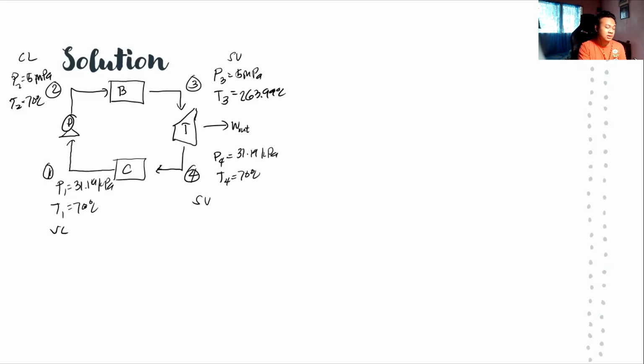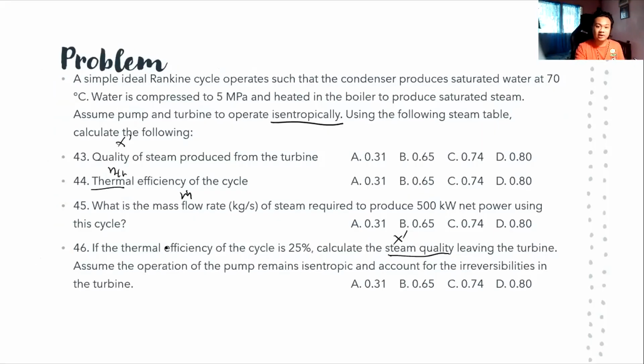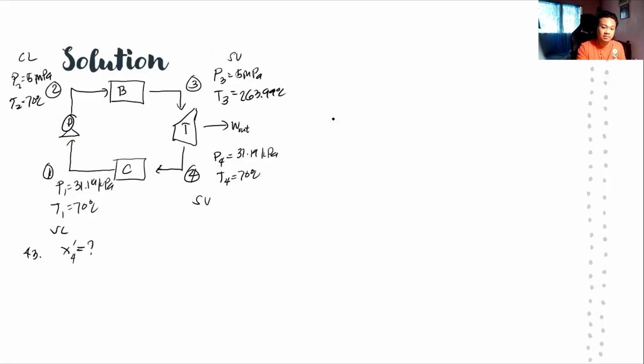So that's the states of our steam here. So now we are asked the steam quality, di ba, after the turbine. So X4. So remember that in a turbine, it operates isentropically. So meaning our entropy here at S3. So let's draw the system first.